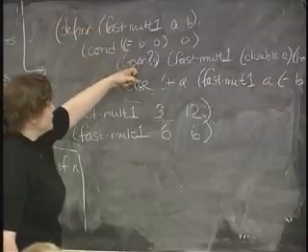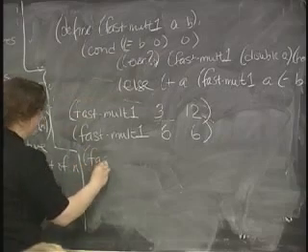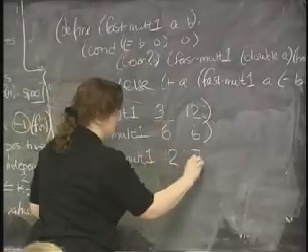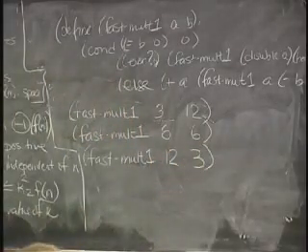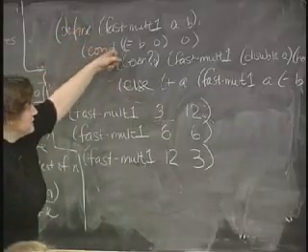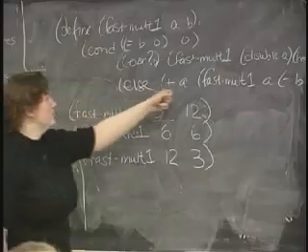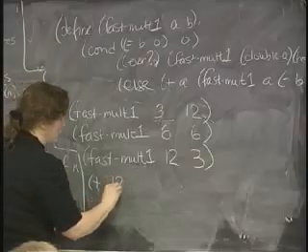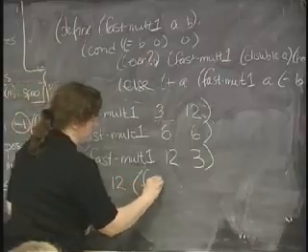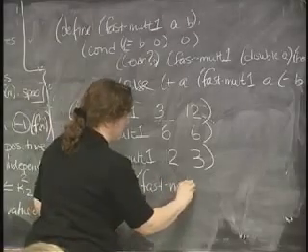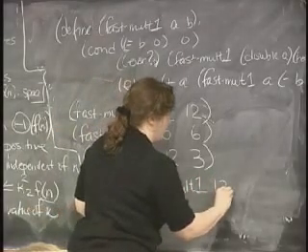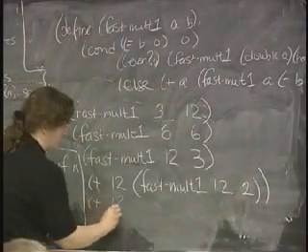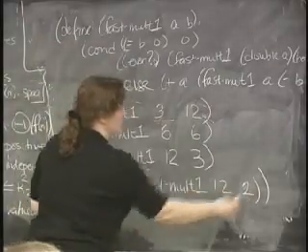We come back and make the call to fast mult. B is not 0 yet, but it is even. So we call fast mult 1 on double A, half B. Fast mult 1, B is not 0 yet. It is not even. So we delay the operation of adding A, 12, to fast mult 1 of A, B minus 1, 2.